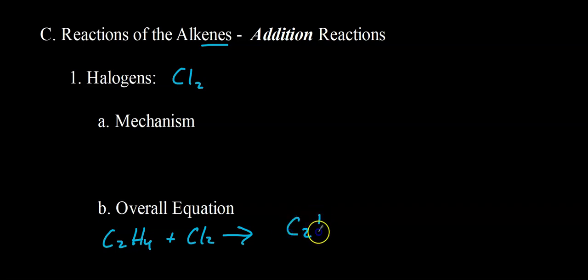So we have C2H4 and Cl2. Now, the chemical equation doesn't really show us exactly what's going on here. We have two chlorines, but where are they? Is this 1,1-dichloroethane, or is this 1,2-dichloroethane? Where we can really see what's happening is with the mechanism.